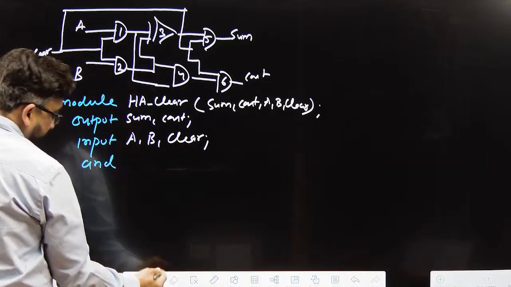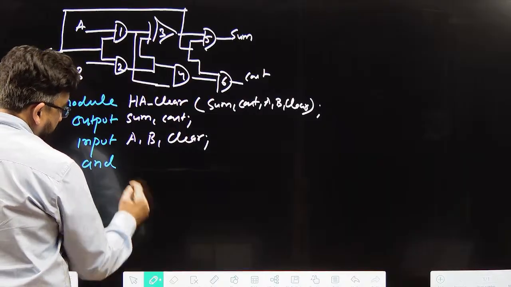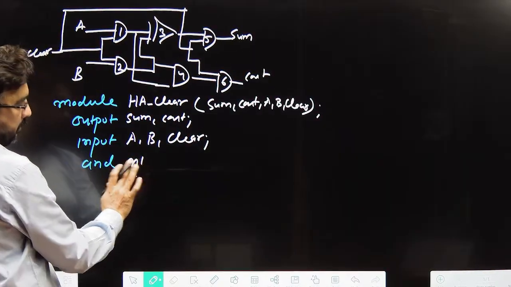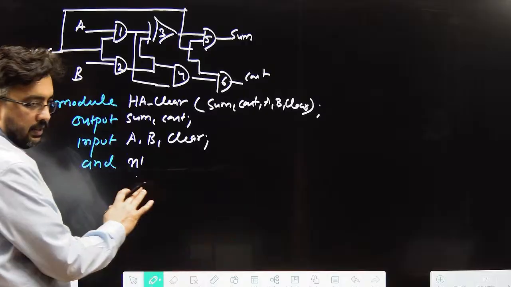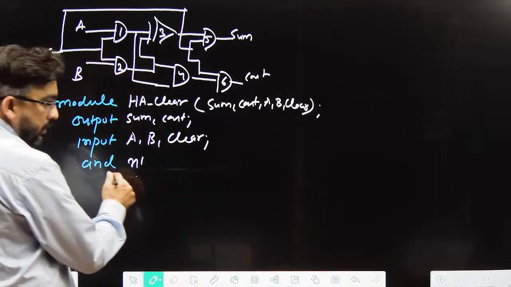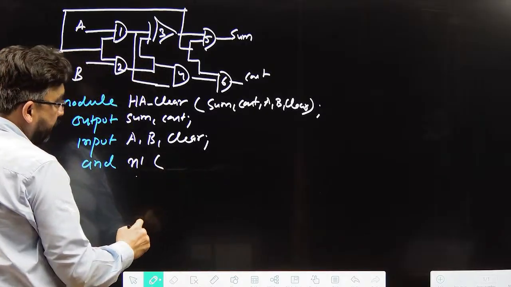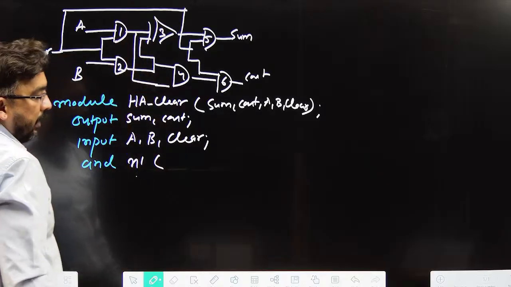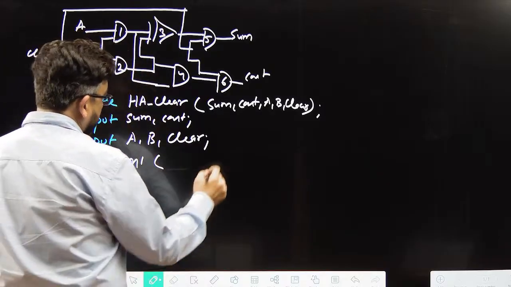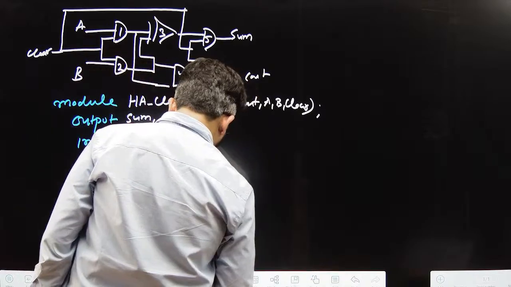And then this is my instance name. It can be any name, you don't need to worry. And then bracket open. The first will be my output. Okay, I forgot to mention the wire.